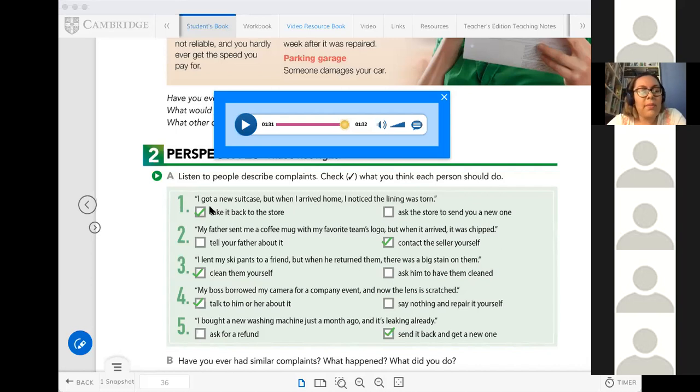One of you is going to open the microphone and read the situation. For example, I lent my ski pants to a friend, but when he returned them, there was a big stain on them. What would you do? Let's see, Kimi, what would you do?